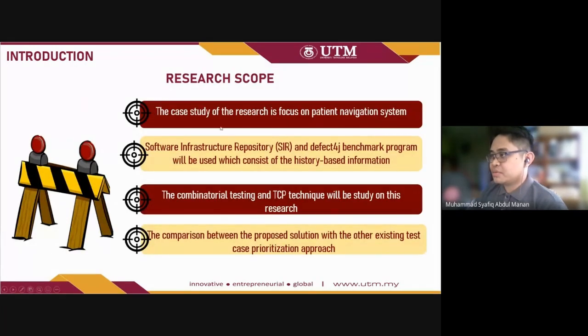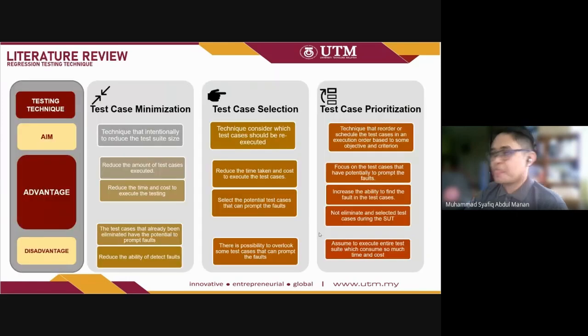This is quite straightforward. For the scope, my study is focused on a case study, and for the experiment, I have a case study and benchmark data sets. For the benchmark data set, I use the SIR and Defects4J benchmark programs, which consist of history-based information with the factors that I have considered. This study also consists of these two techniques, and then we do some comparison between my proposed solution and the existing solutions. Then we go to the literature review.